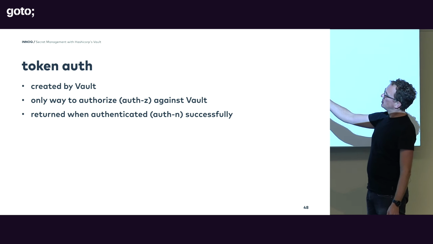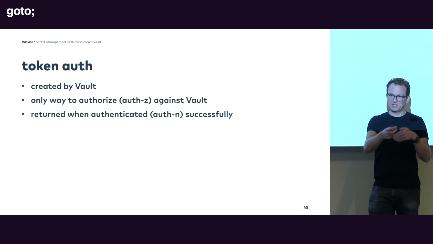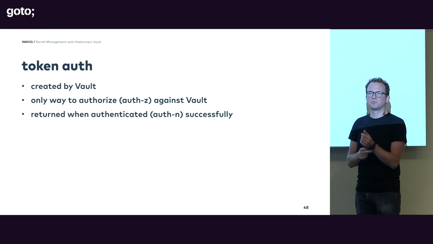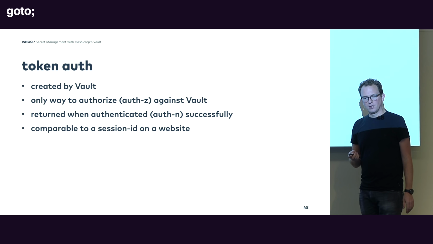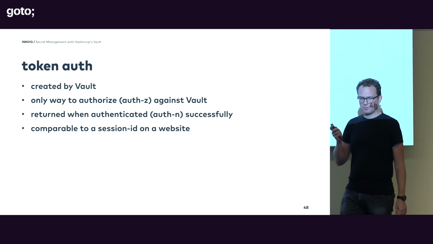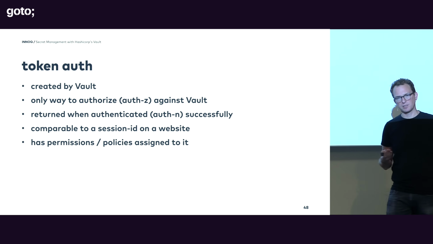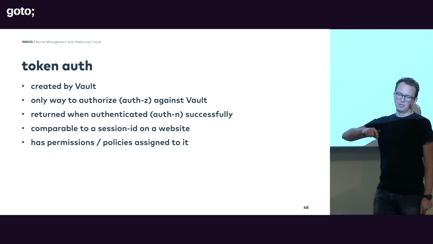And they are returned when you authenticated successfully. So authentication, you provide a username and password. Vault checks somehow, okay, username and password are correct, but that doesn't tell you what you are allowed to do. That is authorization. They're kind of comparable to a session ID on a website, if you live in the web. And they always have permissions and policies assigned to them. So a token always has permissions and policies assigned to it.